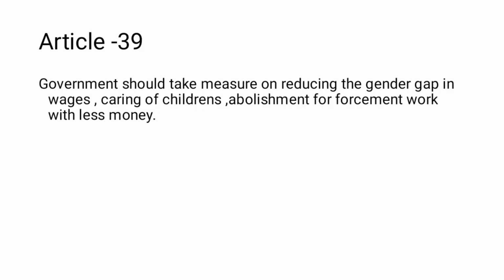Article 39. The government should take measures on reducing the gender gap in wages, caring for children, and abolishing forced work with less money.